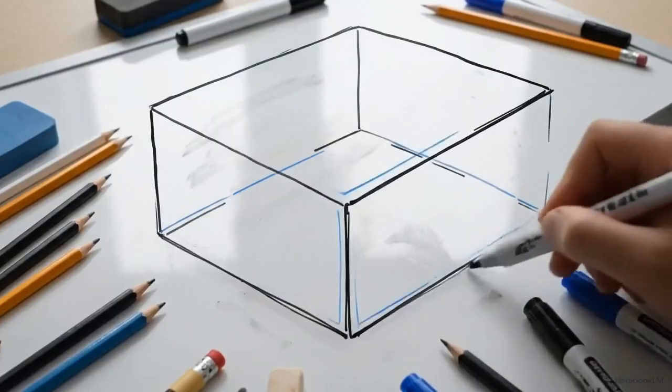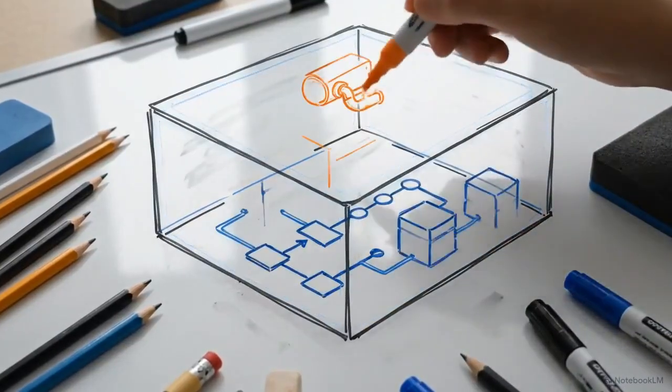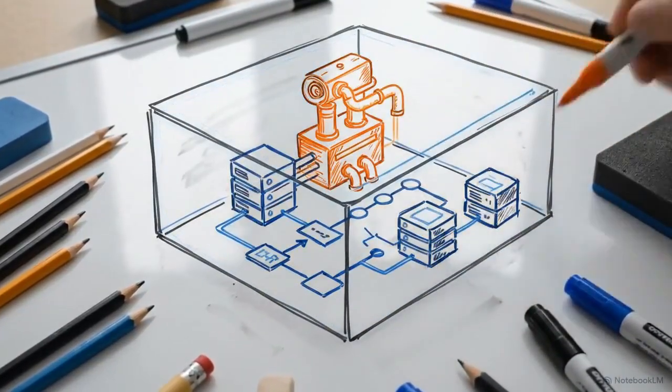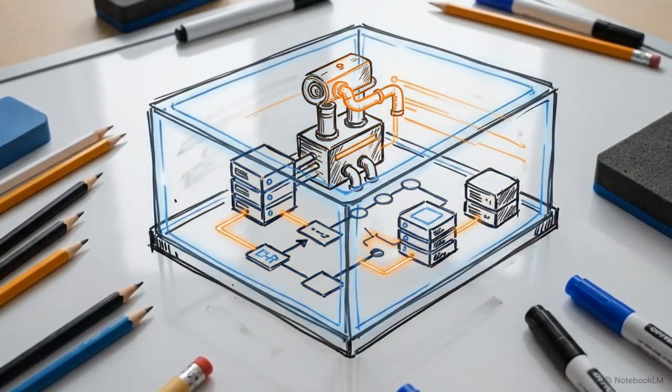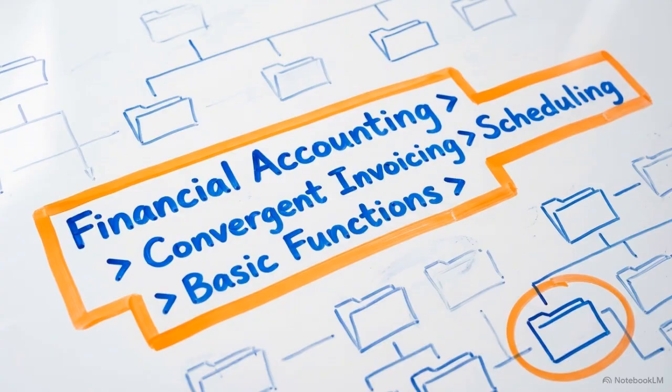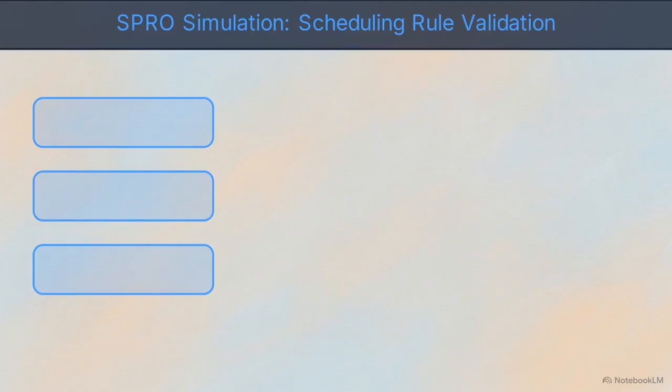Theoretical logic is only as good as its execution. To validate this setup, we move to the practical simulation environment. You find this tool in Customizing under Financial Accounting, Convergent Invoicing, Basic Functions, and finally, Scheduling. To execute a logic trace, the simulation tool requires exactly 3 inputs. First, specify scheduling rule 0001. Second, input factory calendar 01. Finally, test origin date June 24.